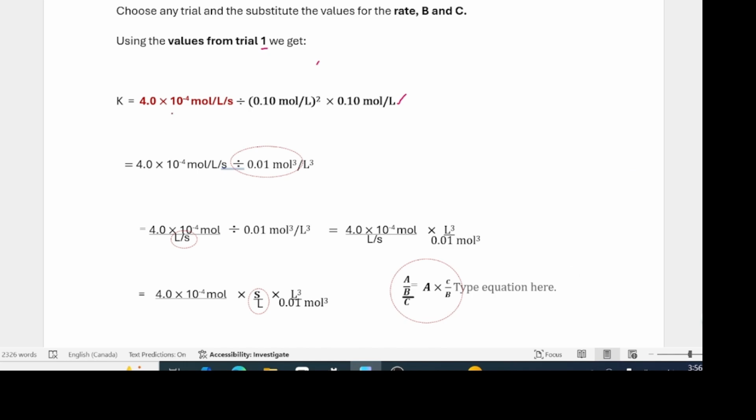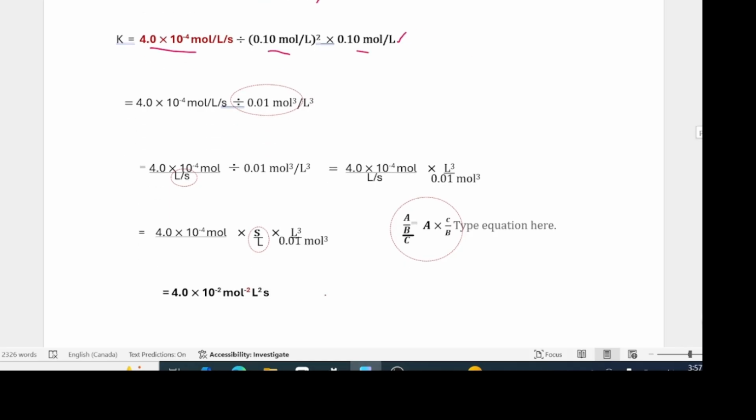Rate constant will be equal to this here, divided by this value for B. This is the value for B raised to this exponent, and that's the value for C raised to exponent 1. We don't put that here. But I want to show you something. There is a principle in mathematics that says if you have A divided by B divided by C, it's the same as taking A and you multiply by C divided by B.